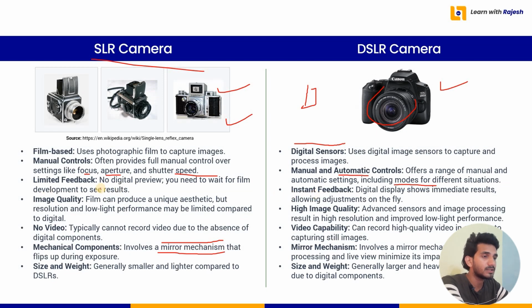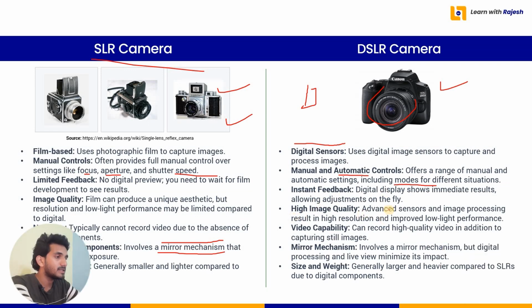In the SLR there is no option to preview the images, but here there is. You have a digital display, you can just see the images, check whether they are right or not, and take the decision at the same time. And there is high quality imaging, yes, because of the advanced sensor in it. And their low light performance is also very good.